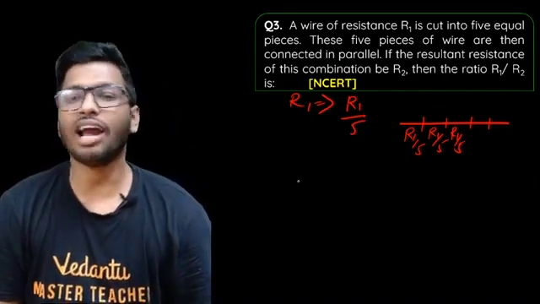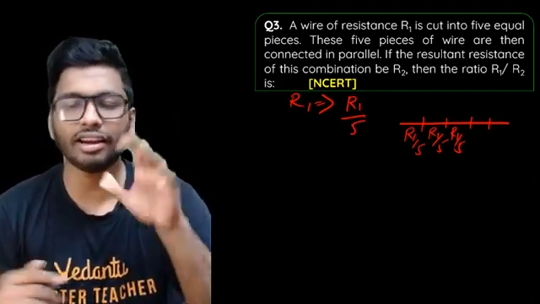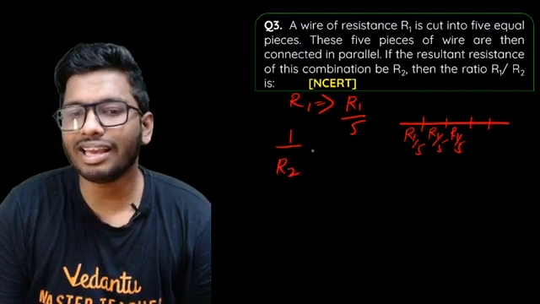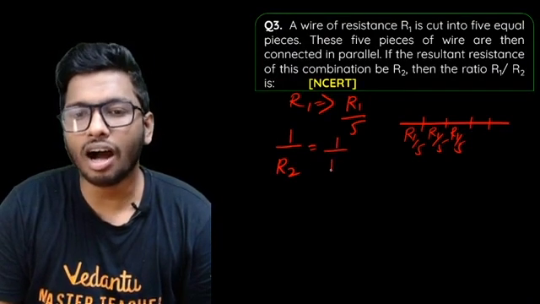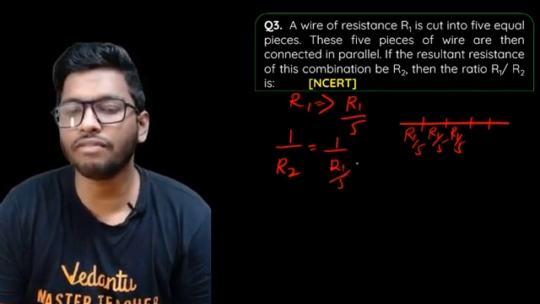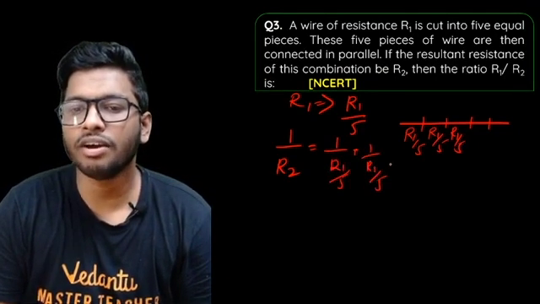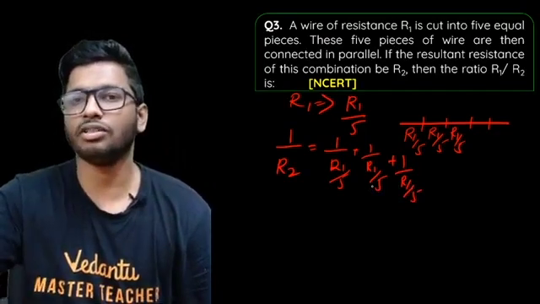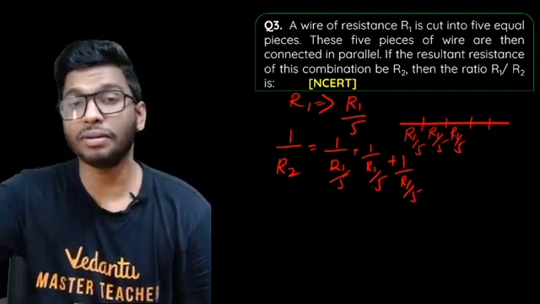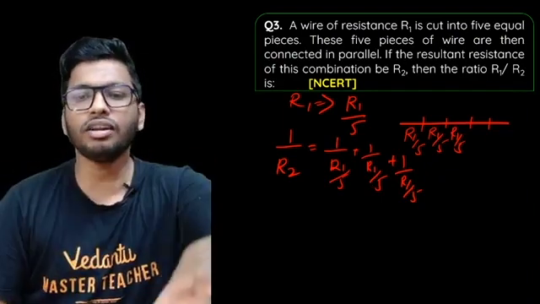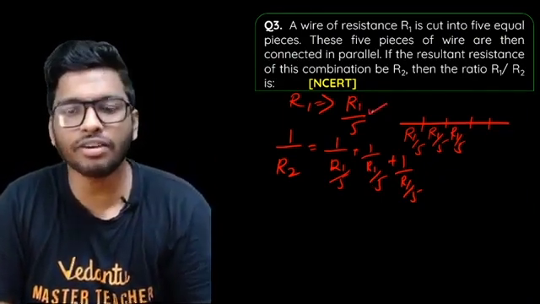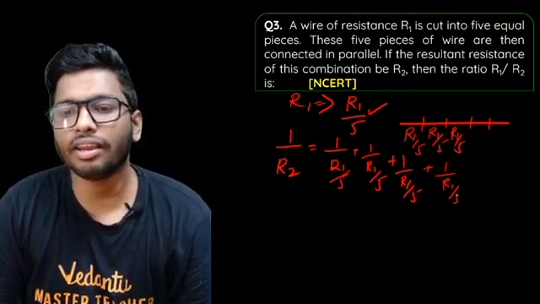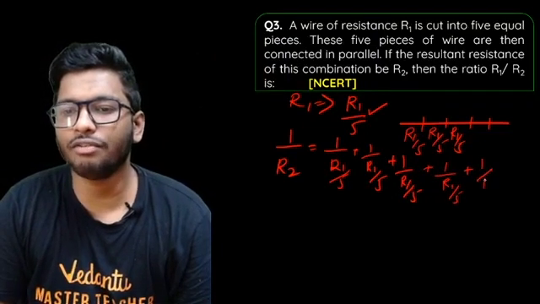Now, what if I were to connect this in parallel? That is the question. Let's say that in parallel the resistance is R2. So 1 by R2 is equal to 1 by R1 by 5, plus 1 by R1 by 5, plus 1 by R1 by 5, because they're connected in parallel. We know the formula for parallel resistance: 1 by R equivalent is equal to 1 by R1 plus 1 by R2 plus 1 by R3, and so on. The resistance of each wire is R1 by 5, so I'm going to substitute that value for each of the 5 resistances, 1, 2, 3, 4, and 5.